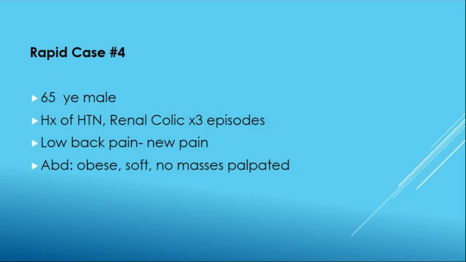A 65 year old male, history of hypertension, renal colic, 3 episodes of low back pain, and now it's new pain, and obese, abdomen soft, no masses palpable. When patients come with abdominal pain and back pain, if they are having tachycardia and low blood pressure, think of the possibility of ruptured abdominal aortic aneurysm. I think these things are very interesting. So I don't want to go ahead, but acute abdomen is really challenging to the surgeon. That's what I can say. Thank you very much for listening.